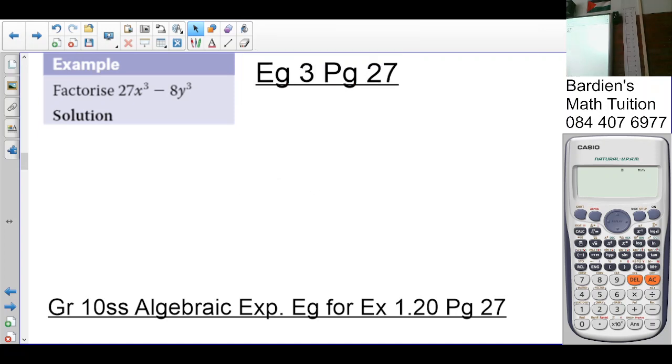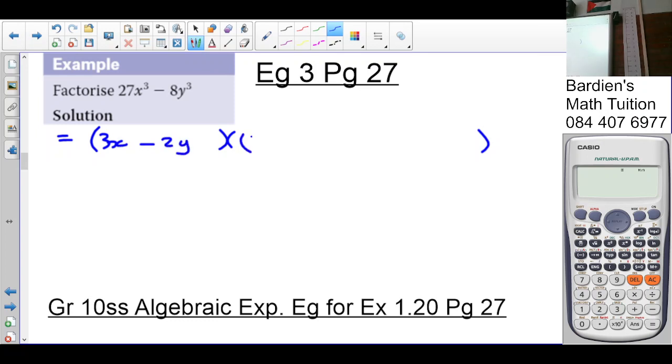The cube root of 27x cubed is 3x. The cube root of negative 8y cubed is negative 2y. So that is your binomial, this is your trinomial. So it's going to be 3x minus 2y.